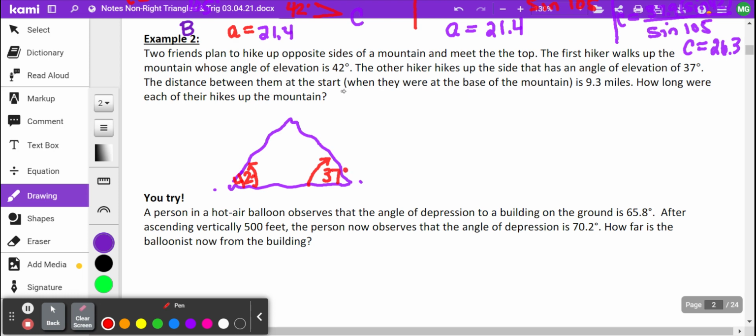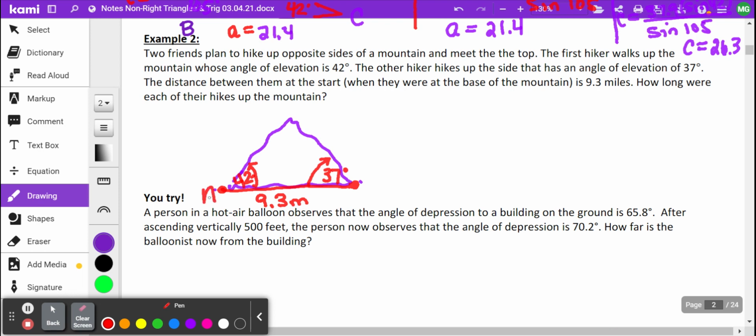The distance between them at the start is 9.3 miles. So one's over here in one town, the other is over here in another town, and they're 9.3 miles apart. How long are each of their hikes up the mountain?